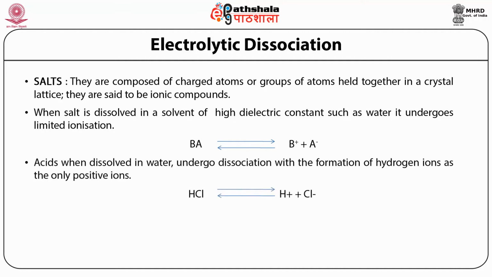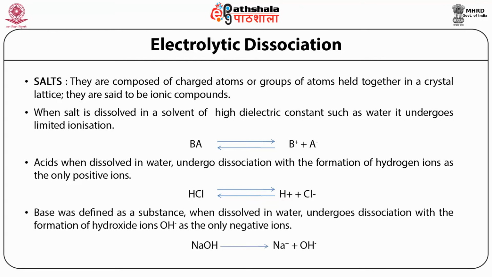Acids, when dissolved in water, undergo dissociation with the formation of hydrogen ions as the only positive ions. Whereas bases are defined as substances which, when dissolved in water, undergo dissociation with the formation of hydroxide ions, OH-, as the only negative ions. As shown in the following equation, NaOH gives Na+ and OH-.